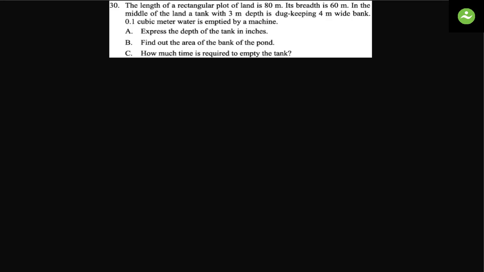Class 8 English version, Math, Measurement chapter, Exercise 3. Question number 30. The length of a rectangular plot of land is 80 meter. Its breadth is 60 meter. In the middle of the land, a tank with 3 meter depth is dug, keeping 4 meter wide bank. So there is a pond within the plot.